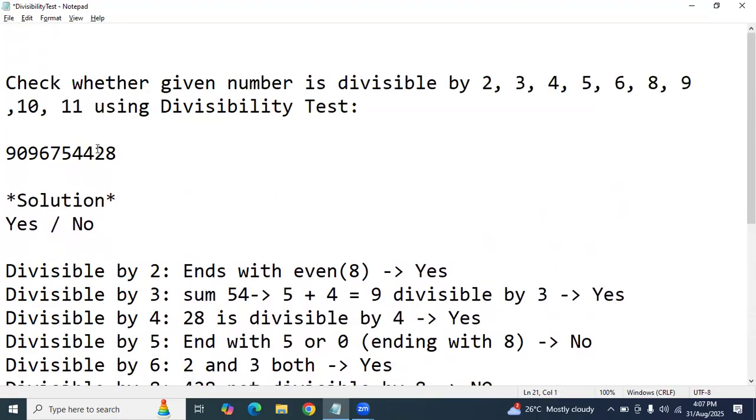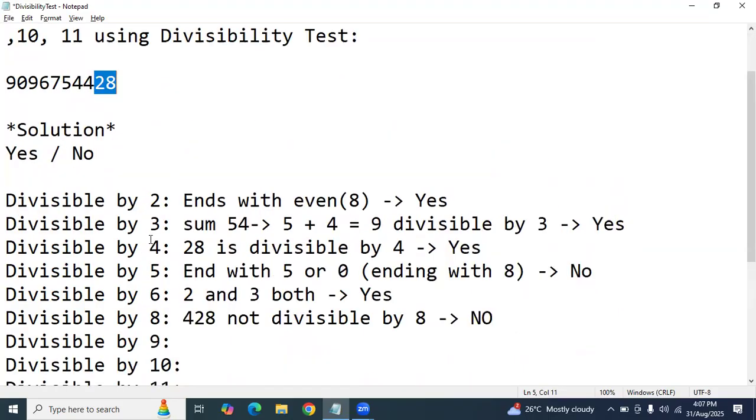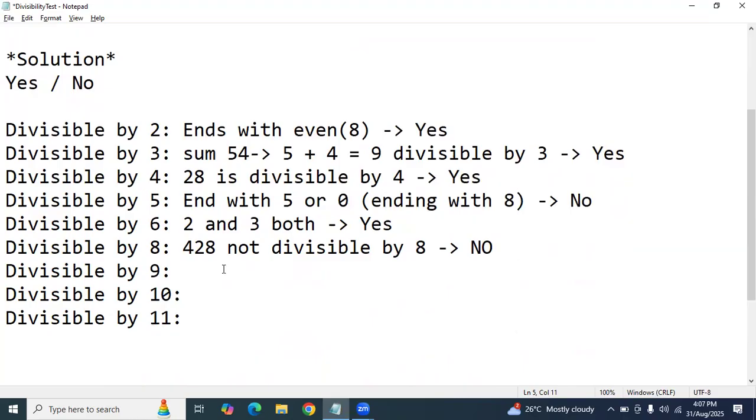So for 4, we just check the last 2 digits, whether 28 is divisible by 4 or not. And for 8, we check the last 3 digits. So 428 is not divisible by 8. So that's why this entire number is also not divisible by 8.